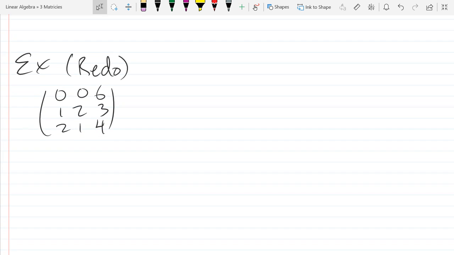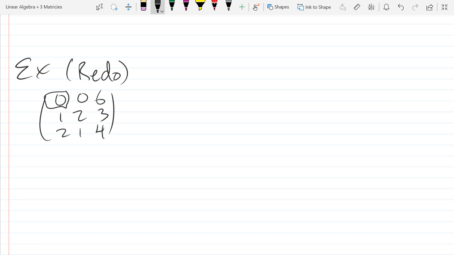All right, how in the world can we get a 1 in the upper left corner if I'm not allowed to swap? Add row 2 to row 1. So we're going to do that first. Now, this is not the most efficient way to reduce the matrix, but it's the way we're going to try to do it to avoid those swaps.